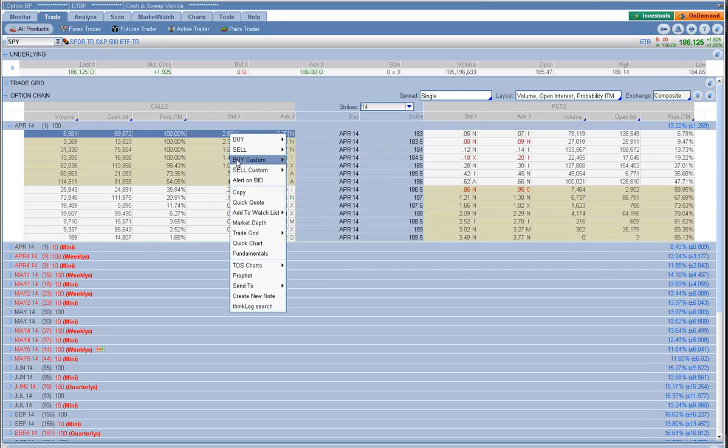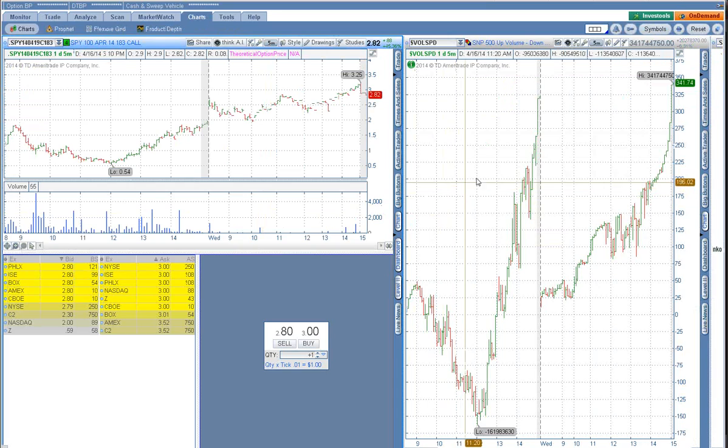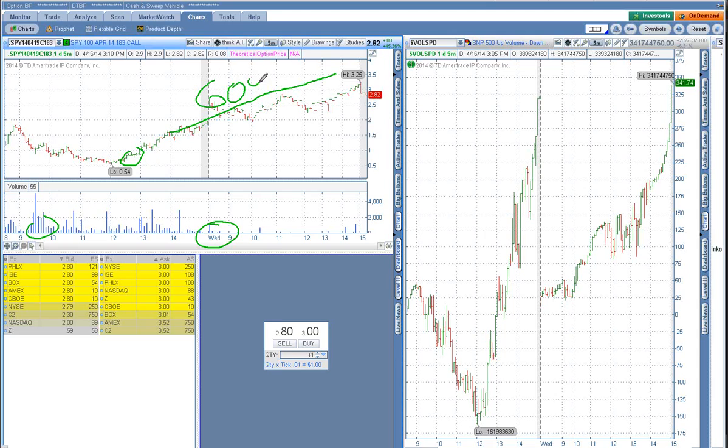And let me show. Right click, thinkorswim account, and look at the move from yesterday. This option since yesterday, so this is Wednesday, which is today, this was Tuesday, okay, so today it shot. This one was at 54 cents. It went all the way to $3. That's over 600% return on your money.